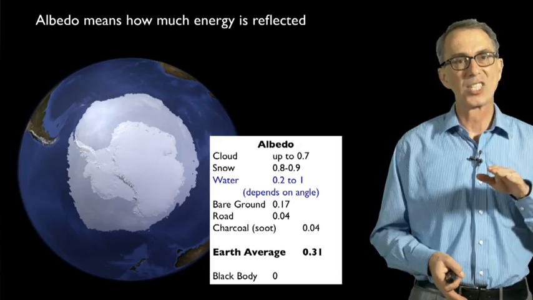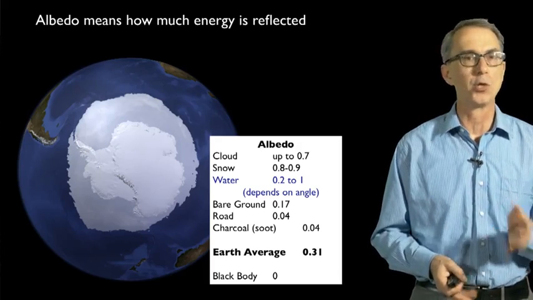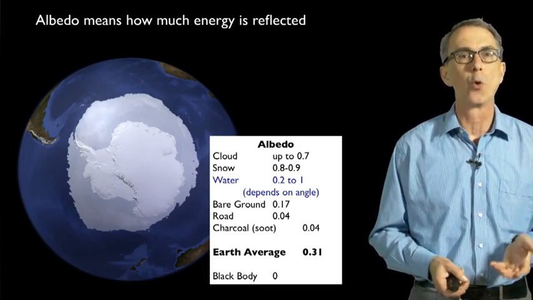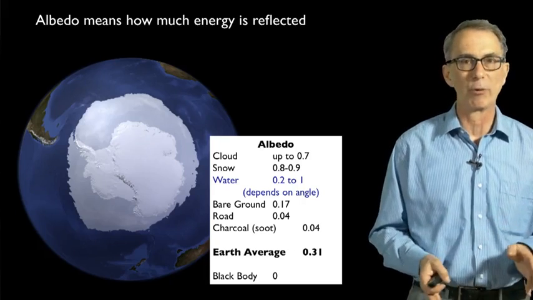However, when the sun is at a very low angle, it can actually reflect, and you'll get sunlight scattered, or the water acting like a mirror. Bare ground, dirt, doesn't really reflect at all.